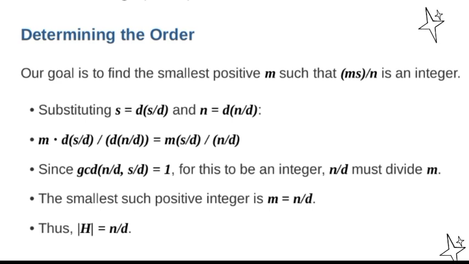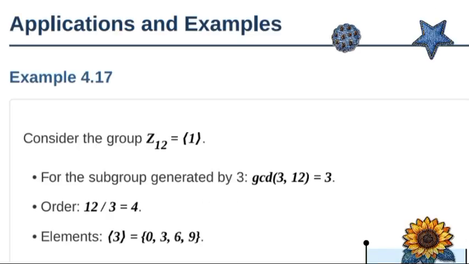Since n over d and s over d are relatively prime, n over d must divide m. So the smallest positive value of m is n over d. Hence the subgroup H contains n over d elements. Now let's apply the theorem.